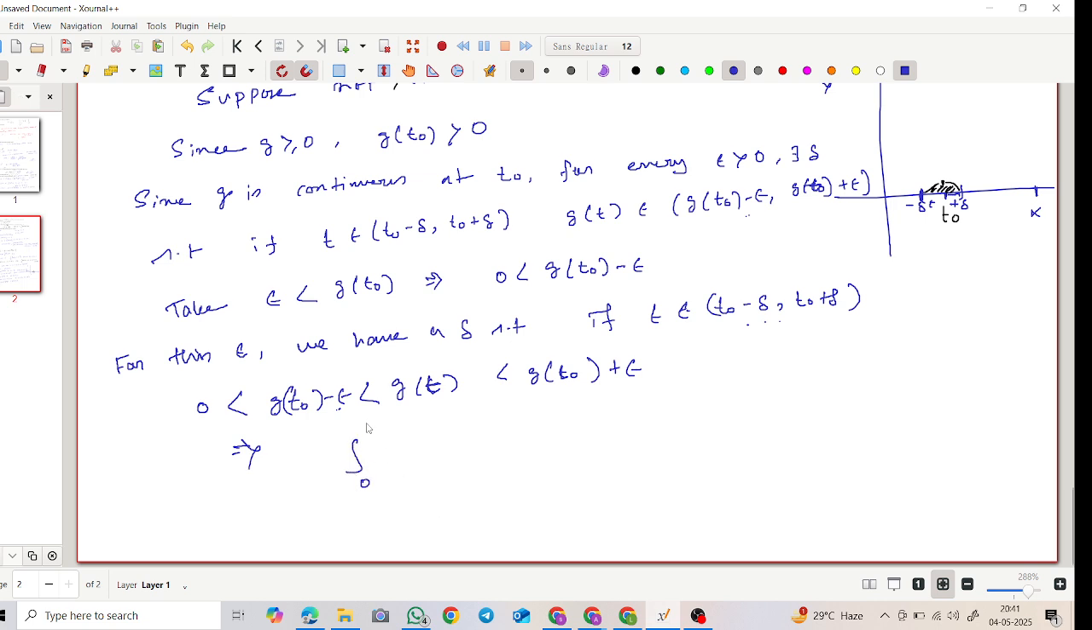So you see, when you are integrating 0 to 1 gt dt, it is clearly greater than the integral from t naught minus delta to t naught plus delta of gt dt, right? And as you can see there is an area, so this is strictly greater than 0. So if g is not identically 0, the integration of g won't be 0, right?